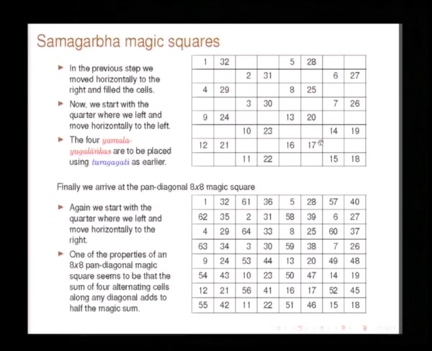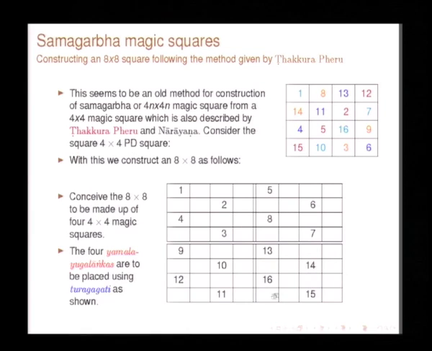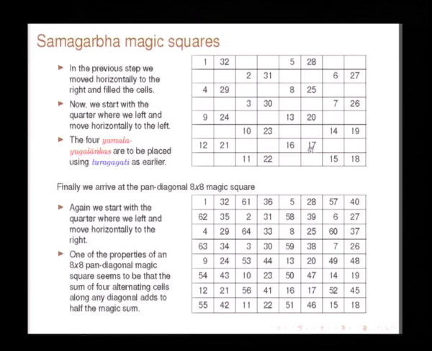Then, wherever you left off, you left with 16. So you have to start here in the same 4 by 4. So, 17, 18, 19, 20. It will be in the opposite way. So, 17, 18, 19, 20. Then you moved here. So, 21, 22, 23, 24.